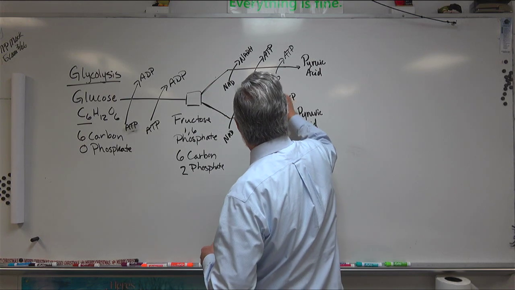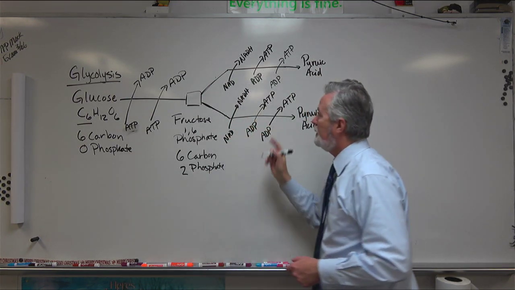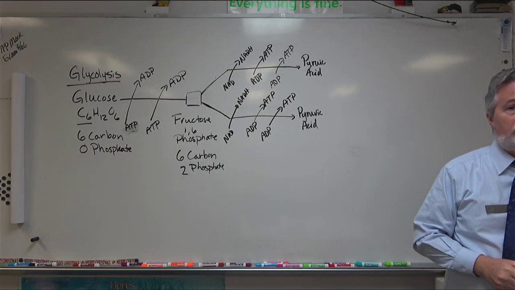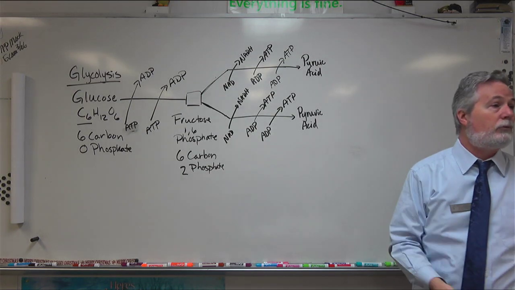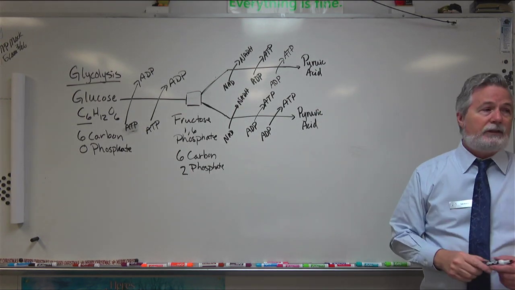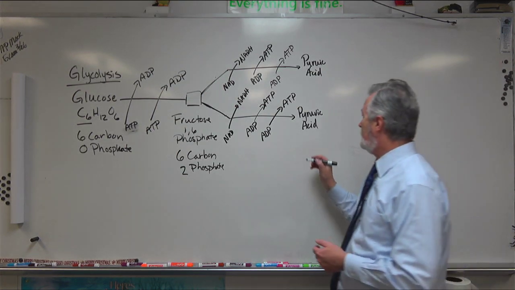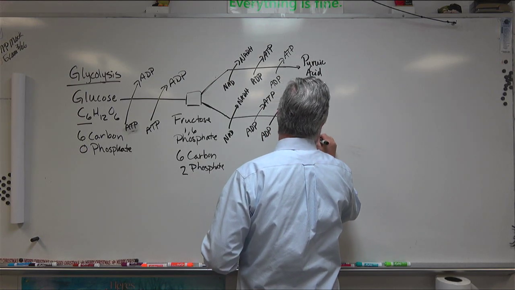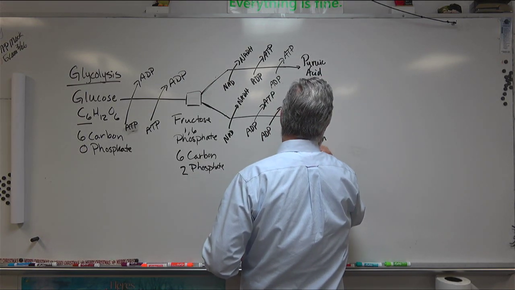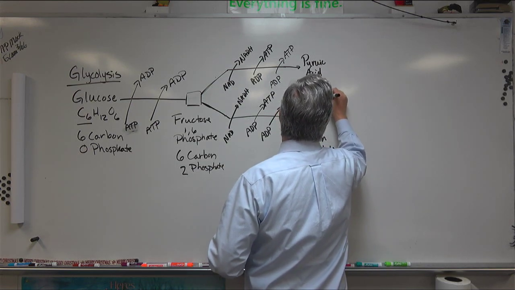Okay, remember, you do not need to memorize the names of these molecules. What I'm putting on the board is what you need to be able to memorize, what you need to be able to recall. How many carbons does pyruvic acid have? Look on your sheet. 3. Each of them has 3 carbons. How many phosphates does pyruvic acid have? 0. Has 0.